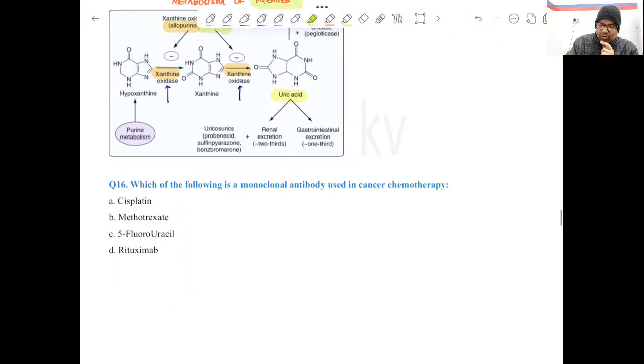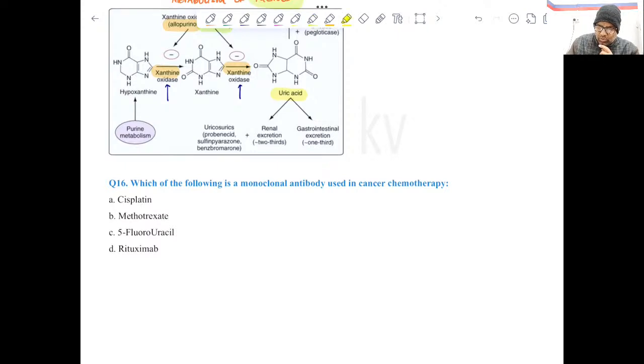Clear? Now moving forward to monoclonal antibody, right? So monoclonal antibody. So you can see MAB.